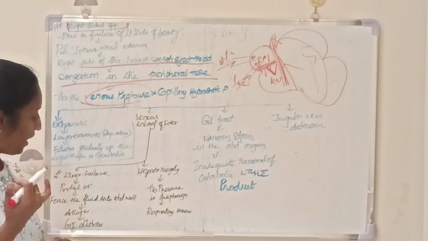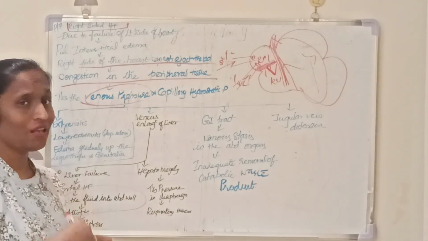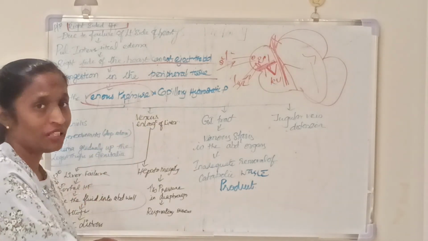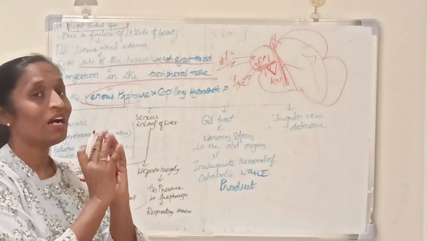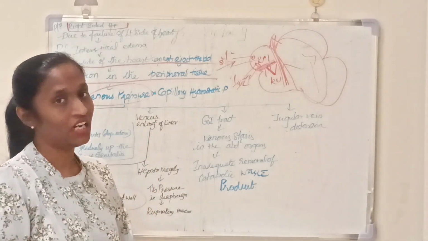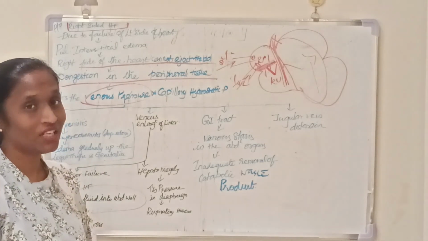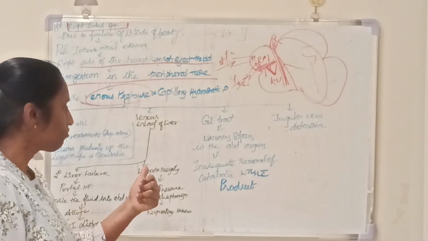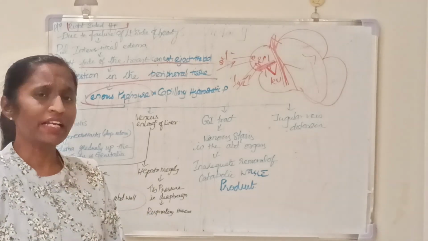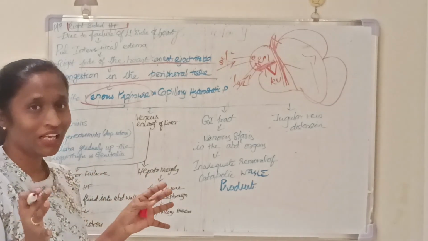Due to portal vein hypertension, what is happening? It forces blood from the vessel into the abdominal cavity. So it forms ascites, a collection of fluid in the abdominal layer. The person may develop GI distress. It also leads to hepatomegaly. Hepatomegaly means enlargement of the liver.